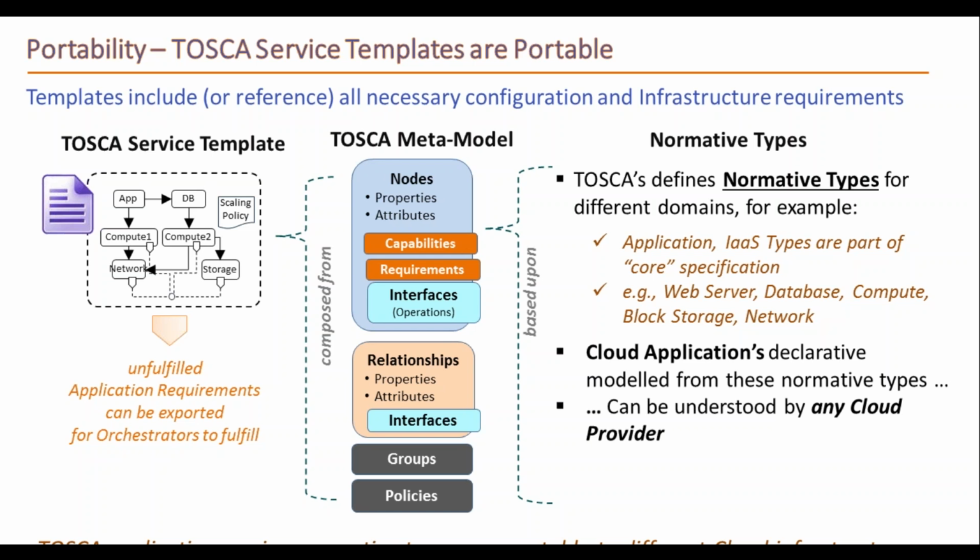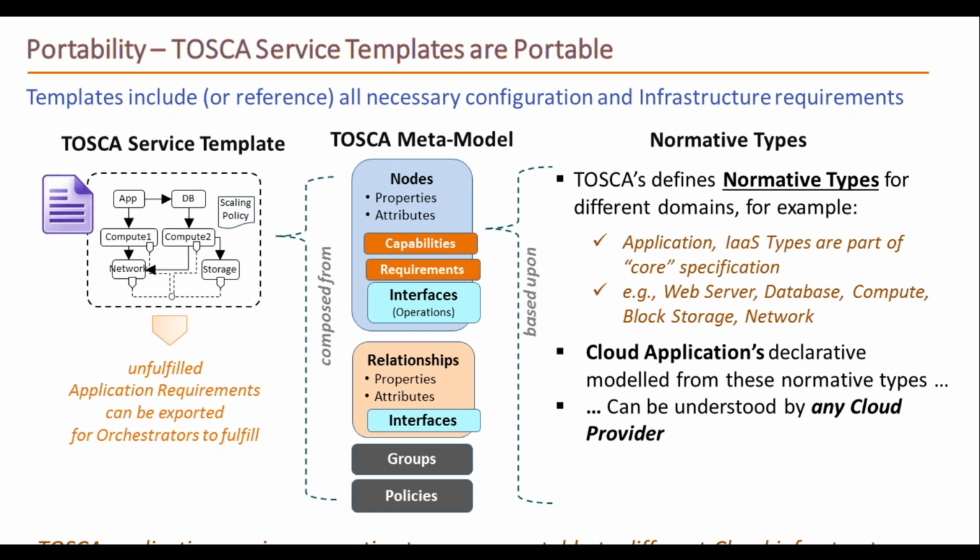The TOSCA meta model is very concise in trying to limit the number of meta model entities we have. Nodes and relationships, again, are fundamental. They have capabilities and requirements, but they also have properties and attributes, which I won't go into too much here because basically they're inputs and outputs.